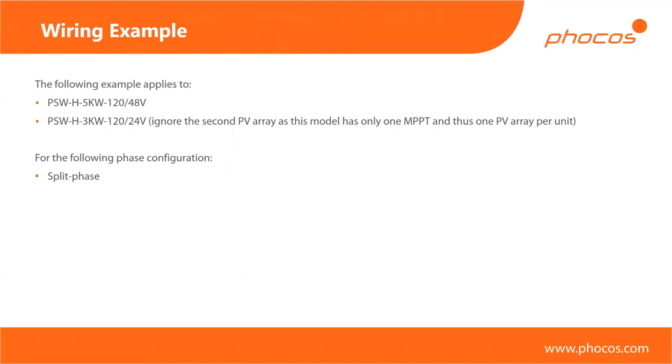And now finally, we have the wiring example for the PSW-H 5 kilowatt 120 volt unit. That's the one with the 2 MPP trackers. This also applies to the other 120 volt unit, the 3 kilowatt unit, which we'll be releasing in January. But for the 3 kilowatt unit, because it has only 1 MPP tracker, of course, just ignore the second PV array. The rest is identical. And what we're showing here is the split phase configuration, which I think will be of particular interest to the Americas, which are using 115, 120, or 127 volts.